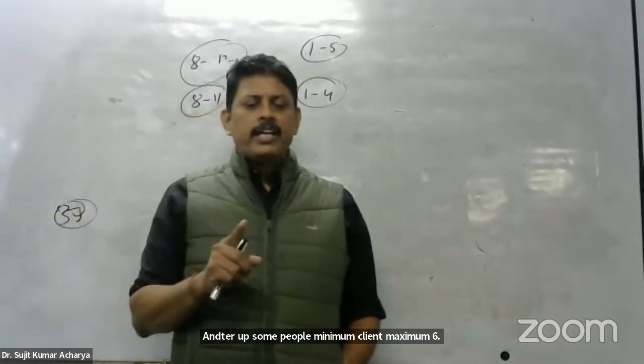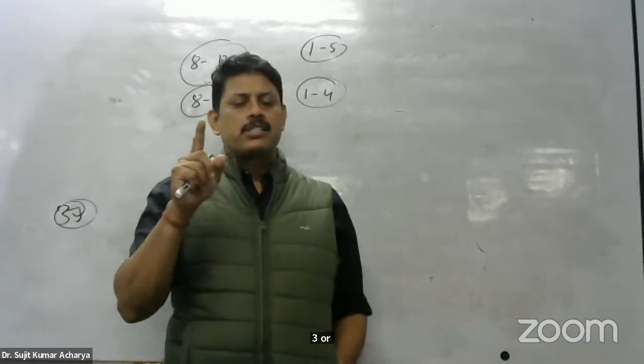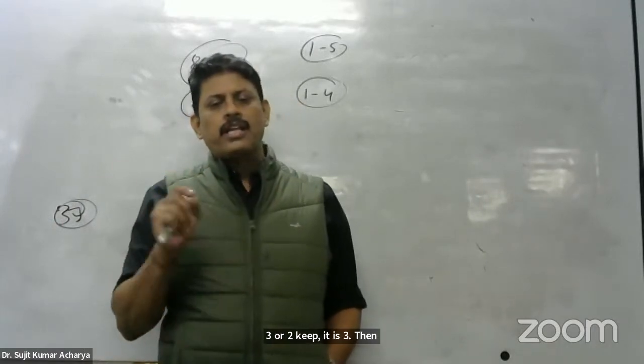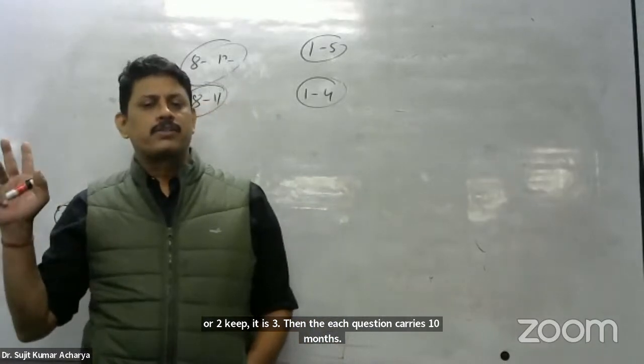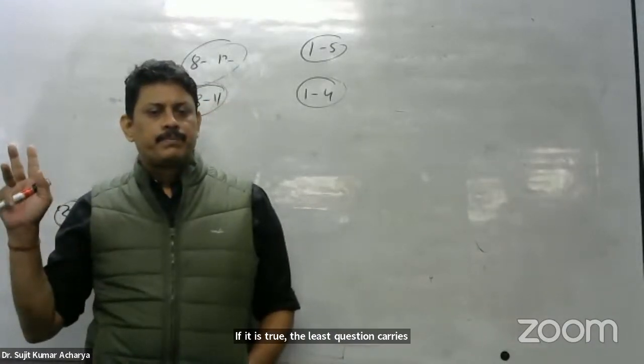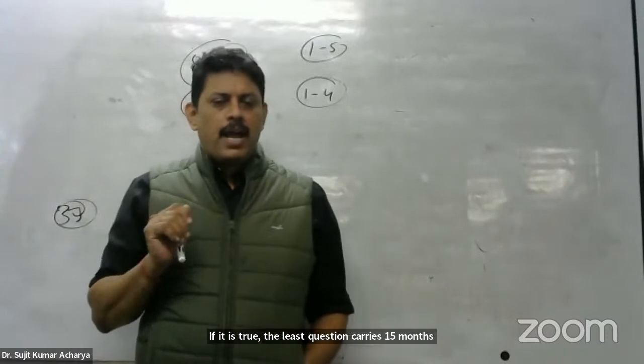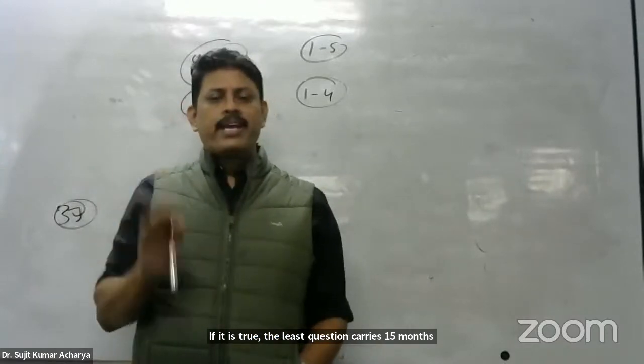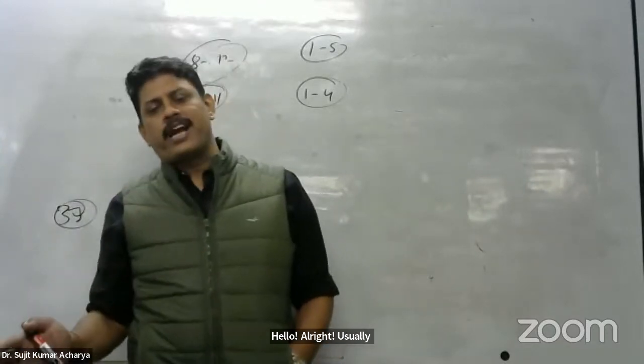If it is 3, then each question carries 10 marks. If it is 2, then each question carries 15 marks. And usually we give the questions well before time.